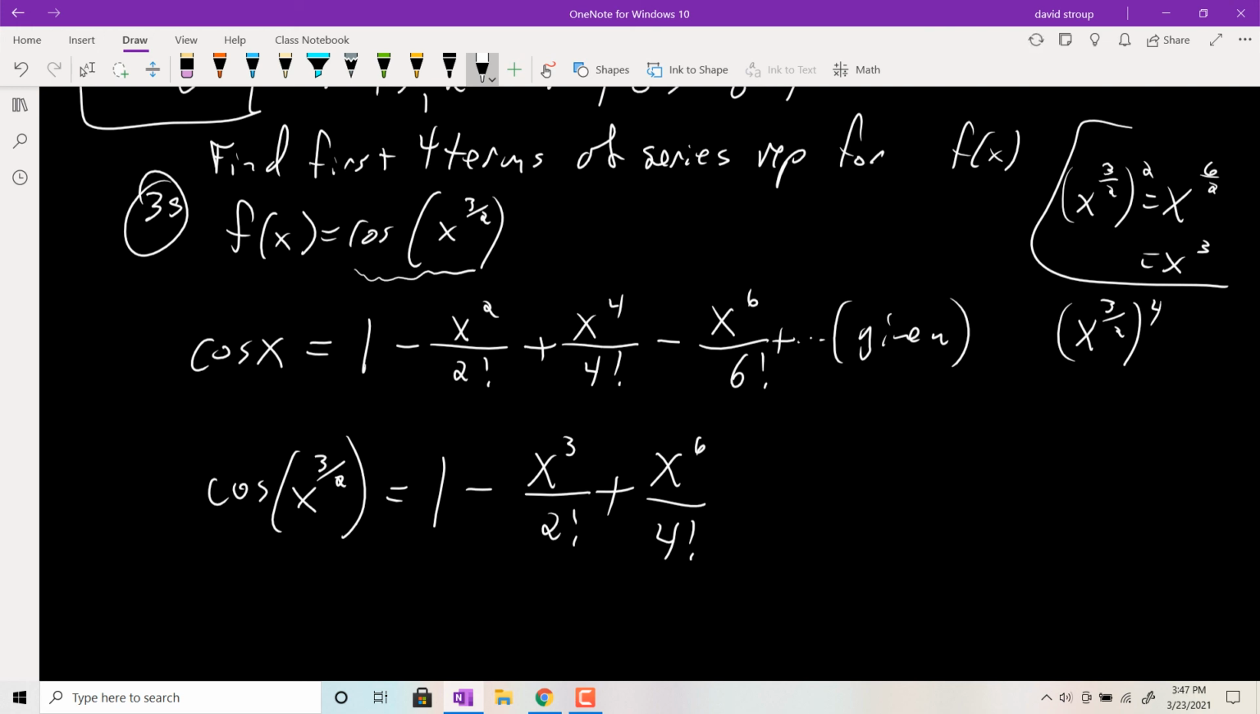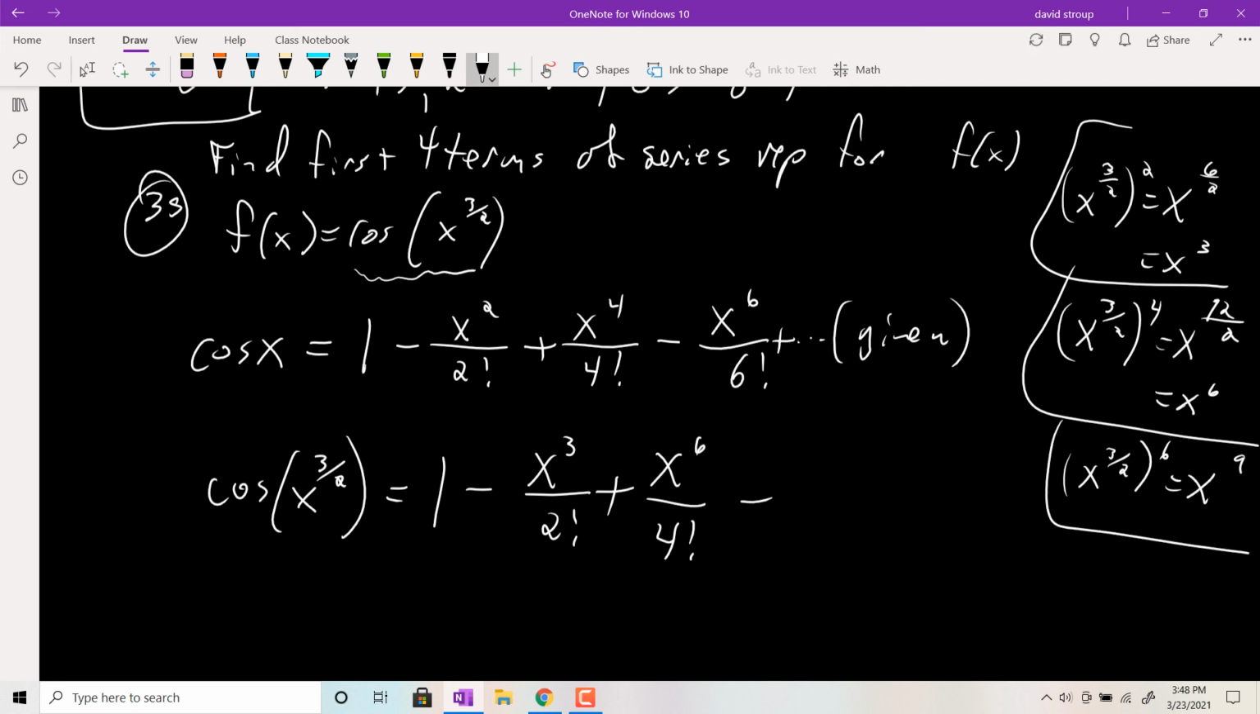So this will be to the 4th. That's x to the 12 halves, which is x to the 6. And then minus x to the 3 halves to the 6 is x to the 9th over 6 factorial. And that's it. That's your answer. Right? There it is.